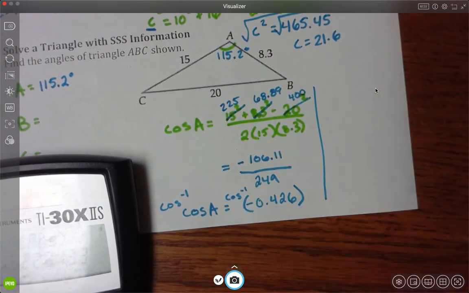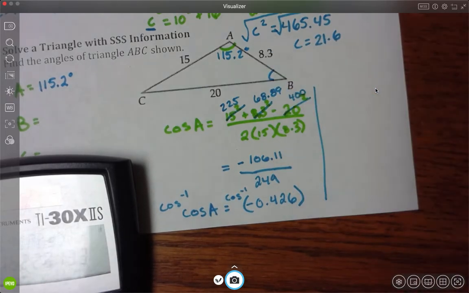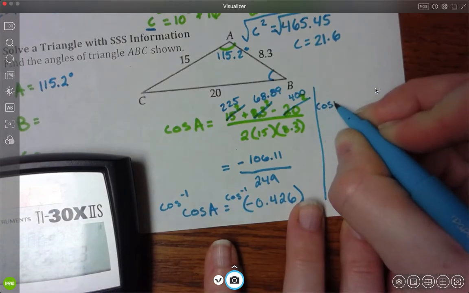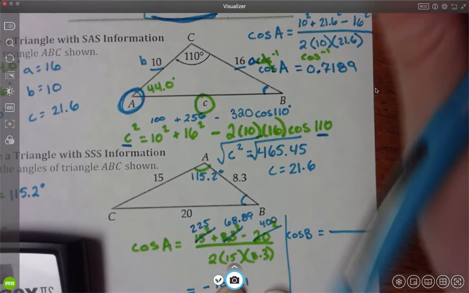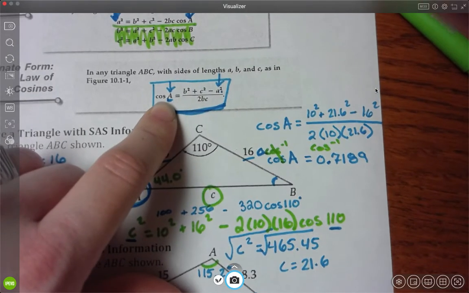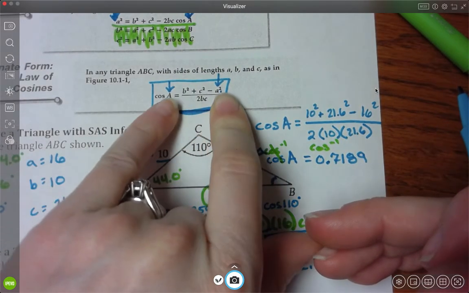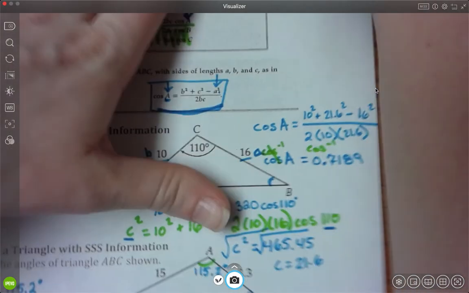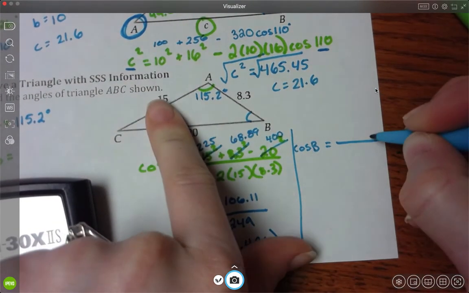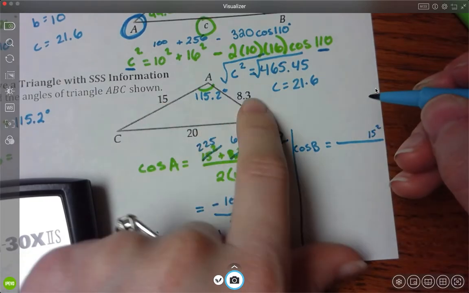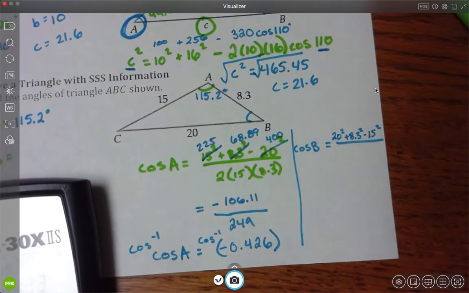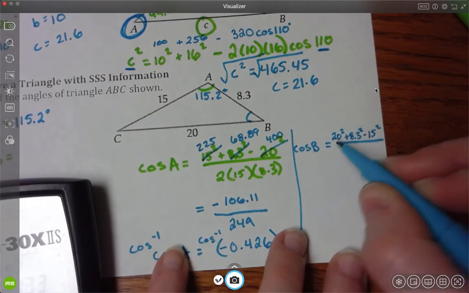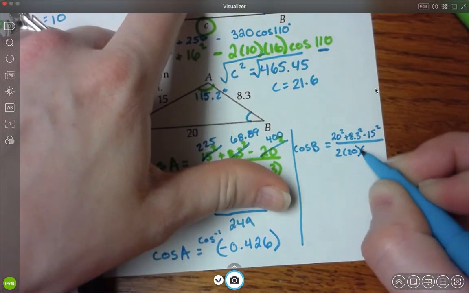Let's do one more of these, and then we can just subtract from 180. So let's solve for B next. We'll go in order. Now in this case, we're doing cosine of B. Looking at the formula for the angle, if B is here, then B has to be here also. These two have to be across from each other. So in place of the A squared, it's actually B, which is 15. So 15 squared will go here. Then it doesn't matter which one the other two are, so 20 squared plus 8.3 squared minus 15 squared, and then 2 times 20 times 8.3.